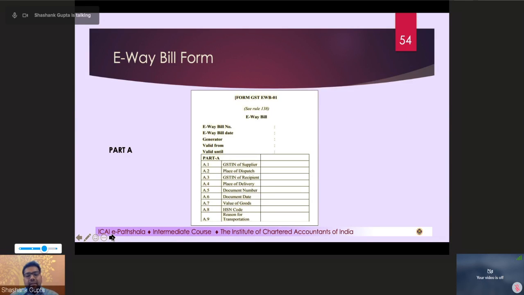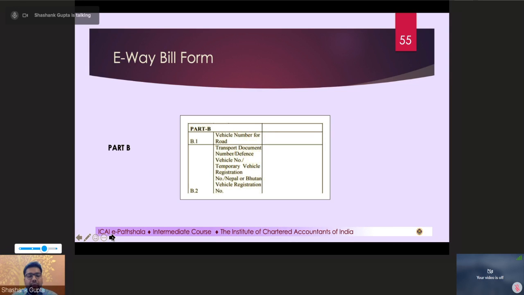So e-way bill looks like this. It has two parts, part A and part B. Part A consists of e-way bill number, e-way bill date, details of who has generated the e-way bill, then the validity, that is valid from, valid till, because every e-way bill has limited validity, then GSTIN of the supplier, place from which goods have been dispatched, GSTIN of the recipient, place of delivery where the goods will be delivered, document number, document date, value of goods, HSN code, and reason for transportation.